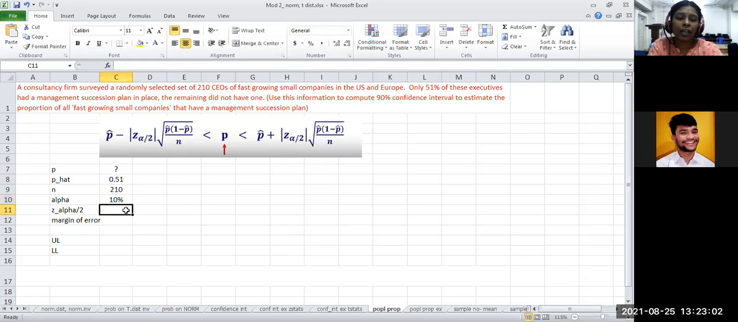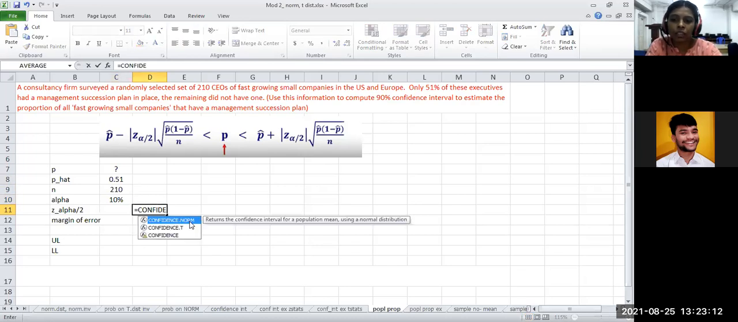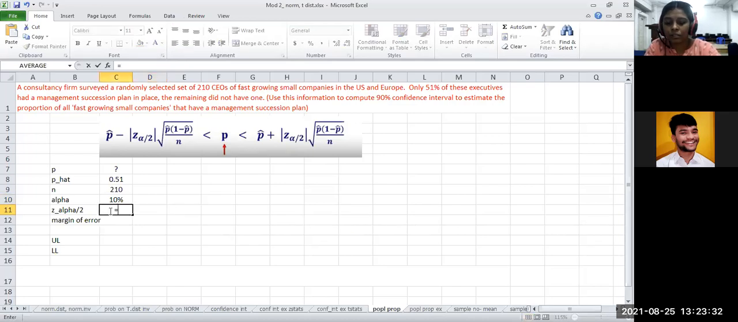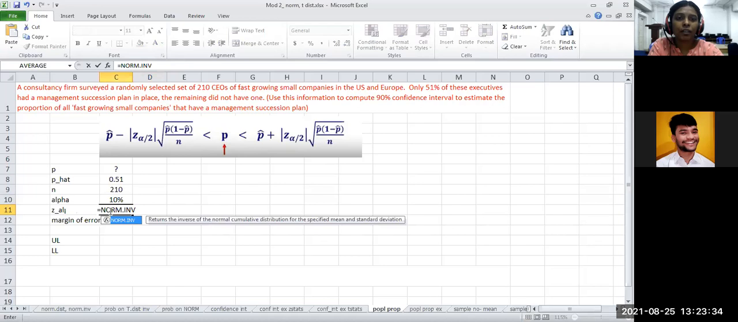Now you will have to calculate the Z alpha by 2. Please do not use confidence.norm over here. Why am I saying that? Here the second input that you have to give is standard deviation. Standard deviation value is not given anywhere in the question. So please do not make use of this. Instead, please make use of the norm.inv function.